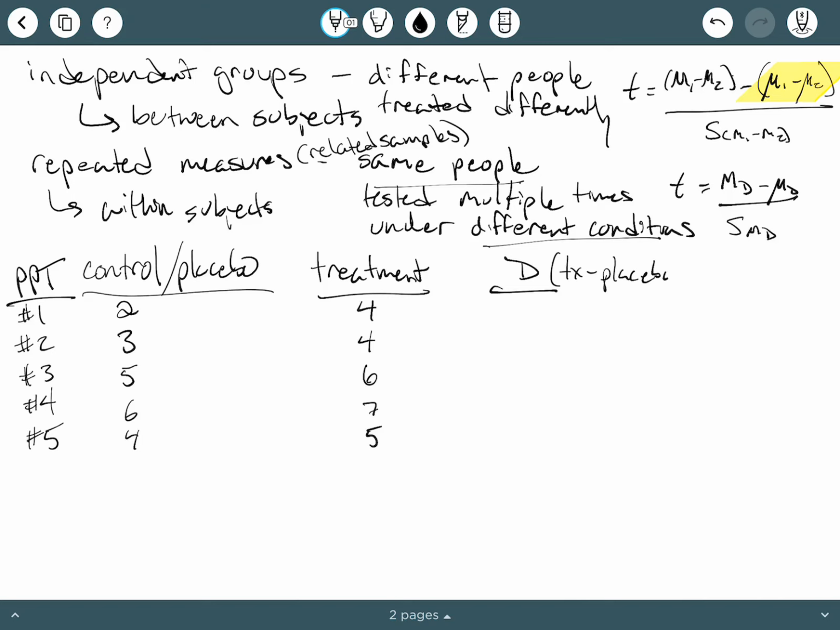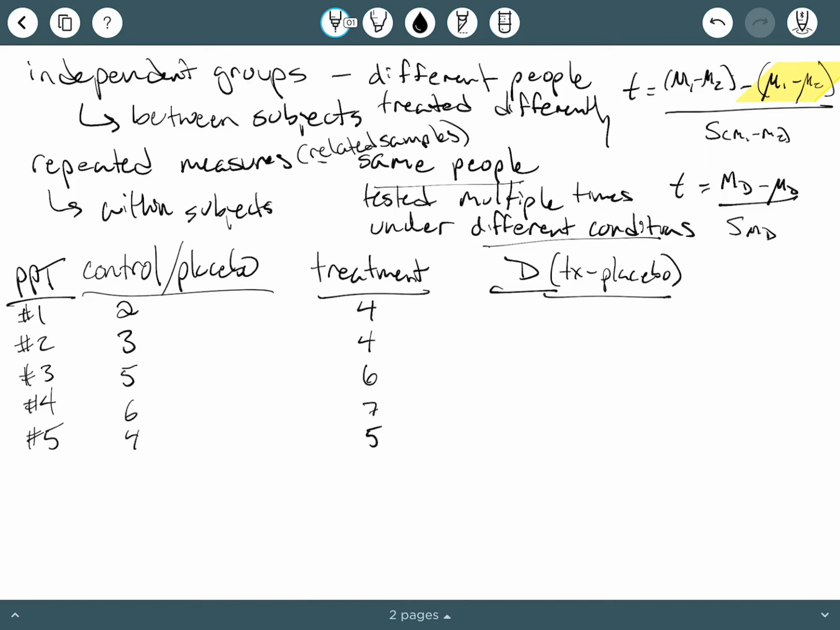And it doesn't matter which direction you subtract it as long as you're consistent. And you have to do it the same way for every participant. I'm just writing this down here so that I know that when I calculated the difference scores, I was subtracting the placebo from the treatment. So if we get a positive number, that means the treatment condition was better for that participant.